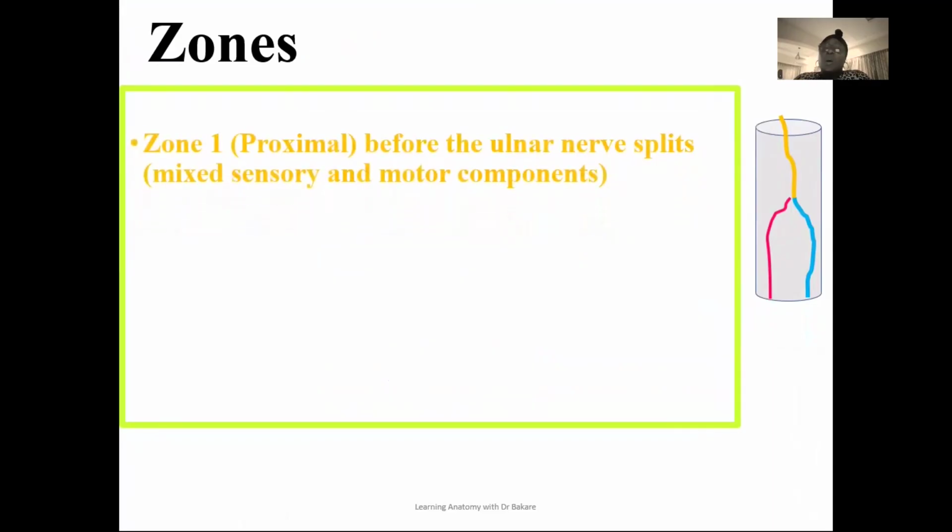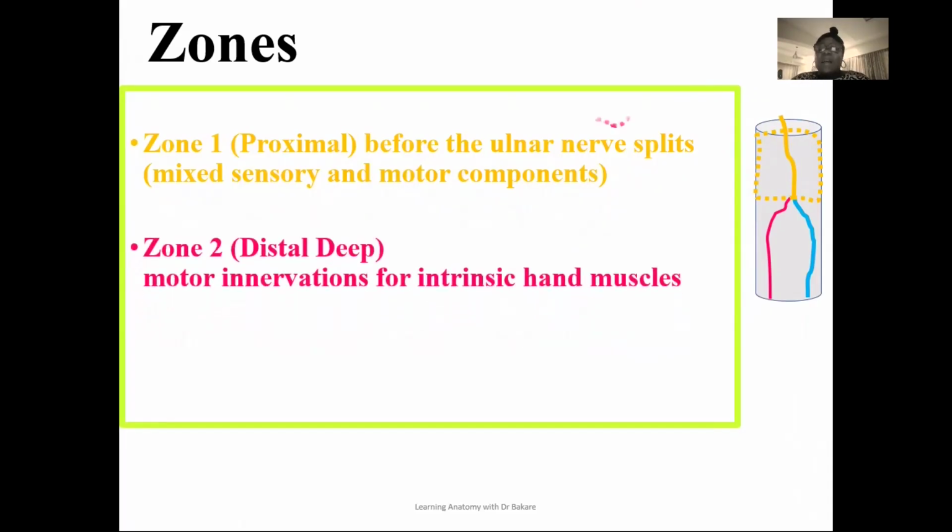So we have the zone 1, which is the proximal zone, and this is at the point before the splitting or bifurcation of the ulnar nerve. And this region is seen to be containing both the sensory and also the motor components. And this is what is carved out here at this proximal end. Well, if you go more inferiorly around the distal part, we have the zone 2 and also the zone 3, made up of the deep and also the superficial component. And this is where we have the zone 2 also carved out at this deep distal region. And this region specifically is seen to provide motor innervation for the intrinsic muscles of the hand.